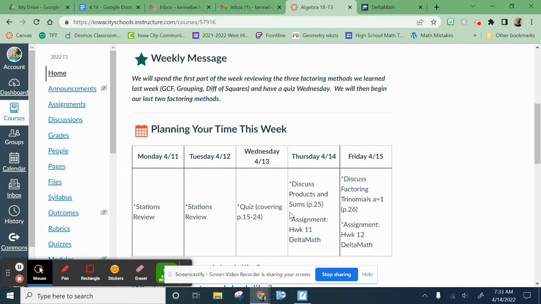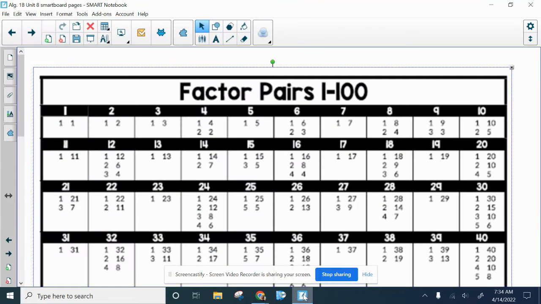So what we're going to do today is discuss products and sums. We're going to get into our last two factoring methods tomorrow and Monday, but before we do that, products and sums. So we're really going to work on our multiplication and our addition. Let's take a look at page 25.